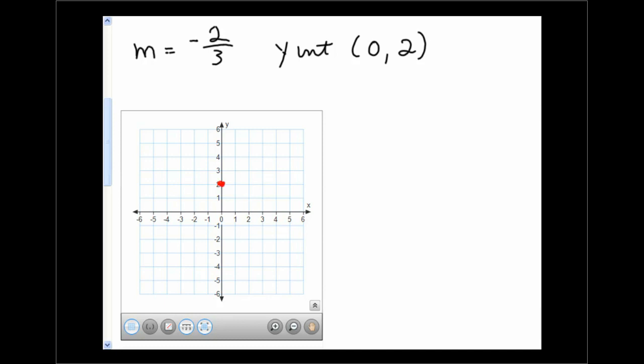We're going to move down 2, and then we're going to go to the right 3. Draw an ordered pair. I can draw another ordered pair because I still have room on the graph. Go down 2, over 3. And because of the equality in this inequality symbol, I can draw a solid line through these ordered pairs. And because the inequality symbol is less than, I'm going to shade below the line.